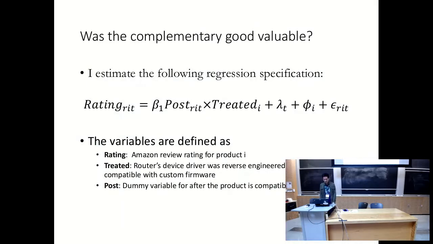And so this is a statistical model that uses a difference in differences framework. It will compare the router products that were reverse engineered with those that were never compatible with OpenWRT. So I'll be capturing just the effect that reverse engineering had on the review ratings of these products. You might say that there are time-specific reasons that the ratings might differ, and I'm controlling for those. There might be reasons that are different for different types of routers, and I'll be controlling for those as well.